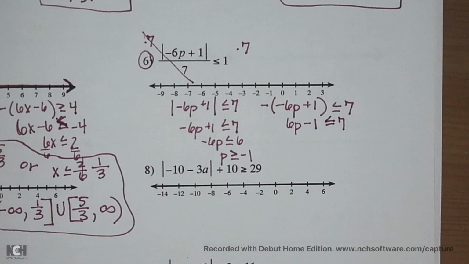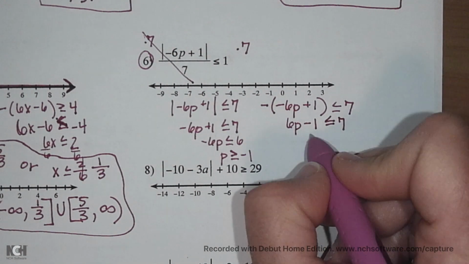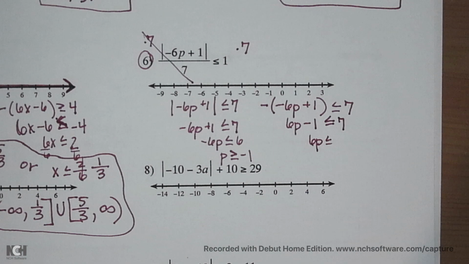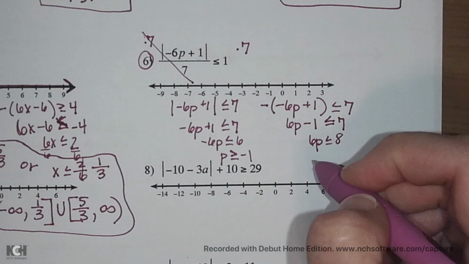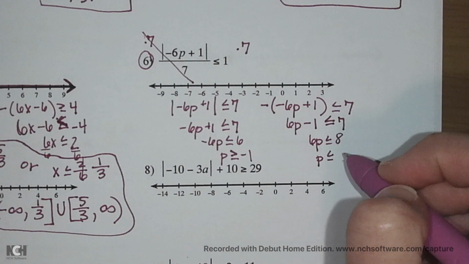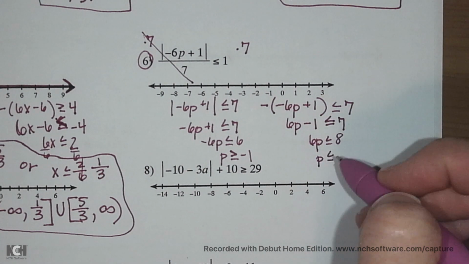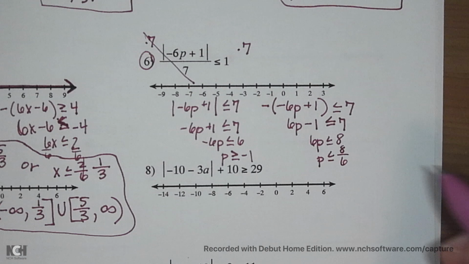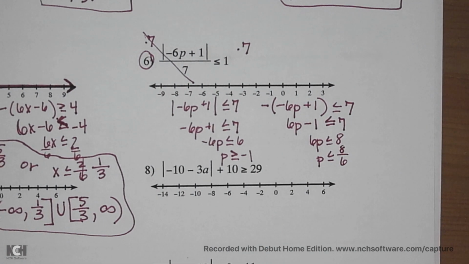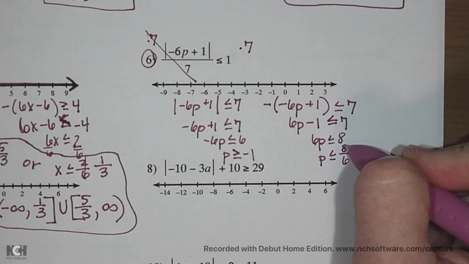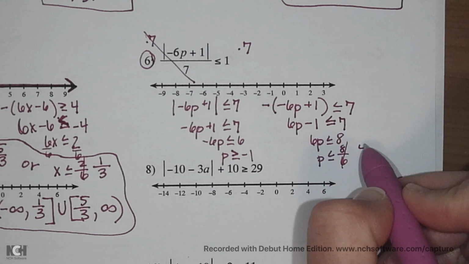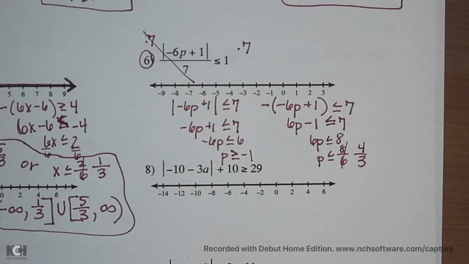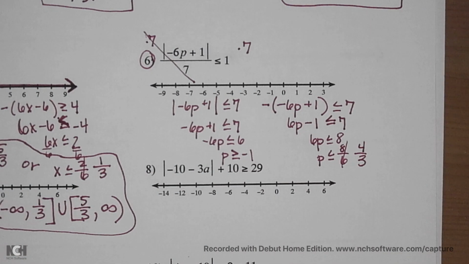That's just going to be a 7. Let's get rid of that 1 by adding it to both sides. So 6p is less than or equal to 7 plus 1 is 8. And p is less than or equal to, dividing by the 6 there, 8 over 6. Now is that fully simplified? Now we can divide both that numerator and that denominator by 2, leaving you with 4 over 3. So p is less than or equal to 4 over 3.